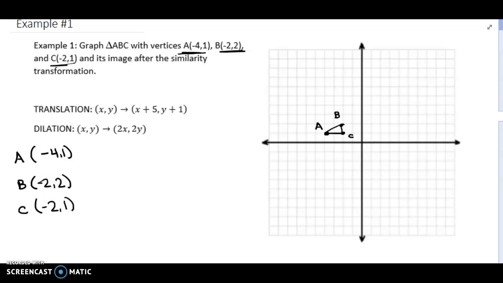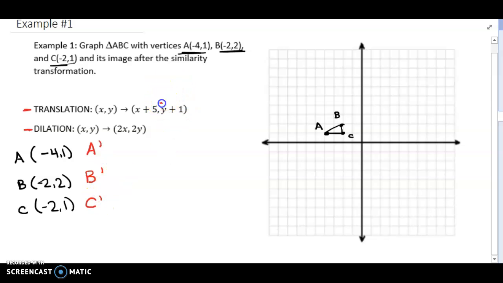Alright, so back to example 1. Hopefully you have marked the coordinates on the left, and then you've also plotted them. So notice we're doing 2 things. In all of these we have a composition, so we have more than one thing. The first thing we're going to do is a translation. So I'm going to call this A prime, B prime, and C prime.